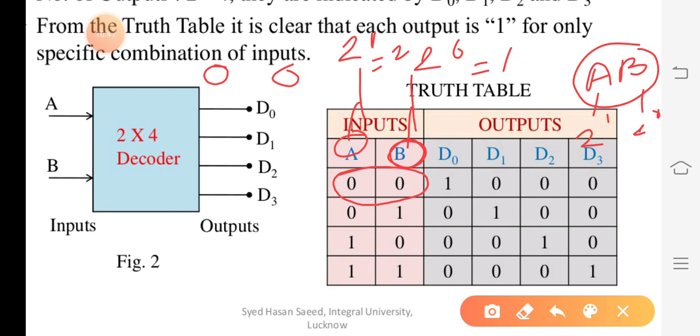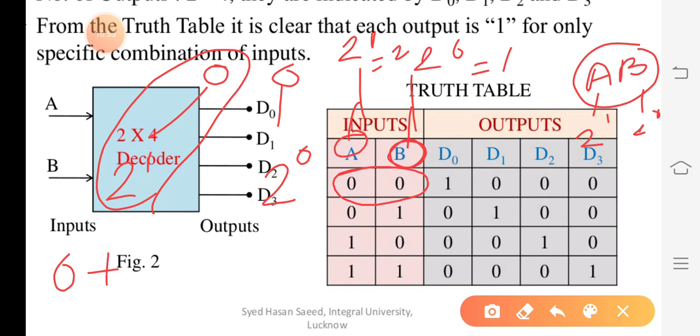0 0 means 2 to the power 1 into 0 plus 2 to the power 0 into 0. Done? And then add on this, so 2 to the power 1 into 0 will be 0 plus 2 to the power 0 into 0. 2 to the power 0 is actually 1 and 1 into 0 will be 0, so 0 0 is 0, that's why d0 will be 1.